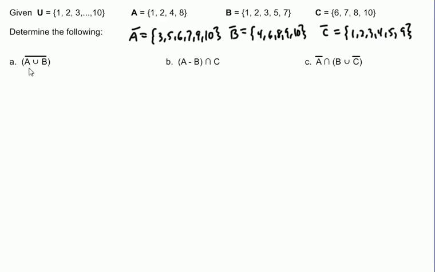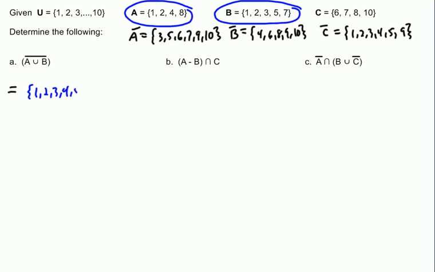Okay, so let's deal with part A over here. We want to do A union B and then do the complement. So we're going to use equal signs to chain these together just like we would with an algebraic expression. We're going to start with what's in the parentheses. I need to put together A union B. Okay, so I'm going to focus on that. That's going to give me the set 1, 2, 3, 4, 5, 7, 8.